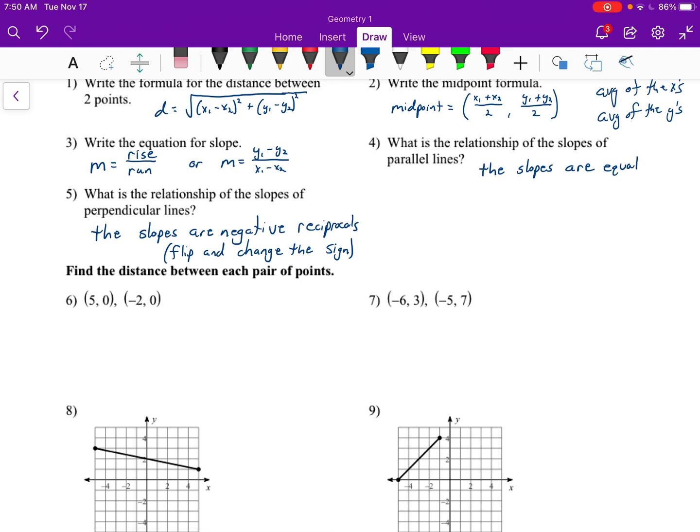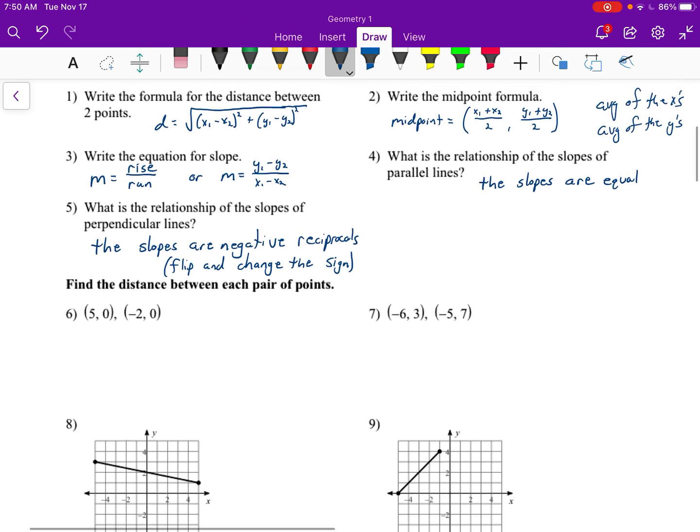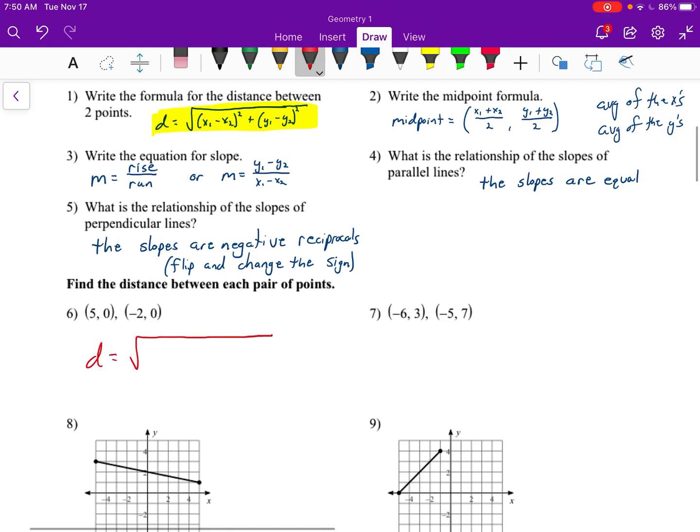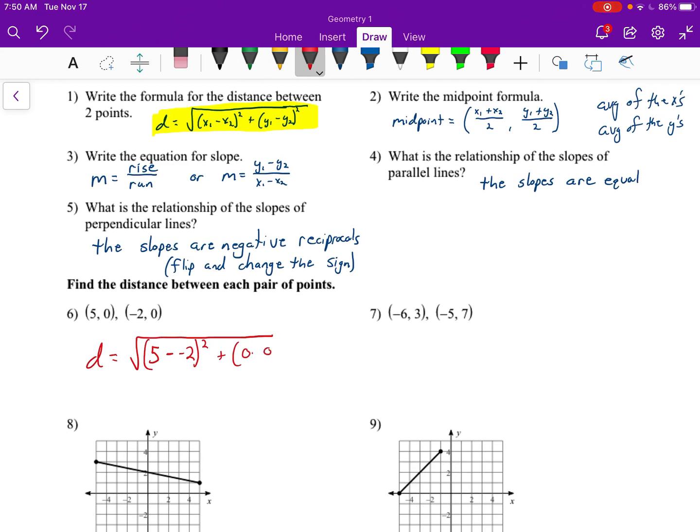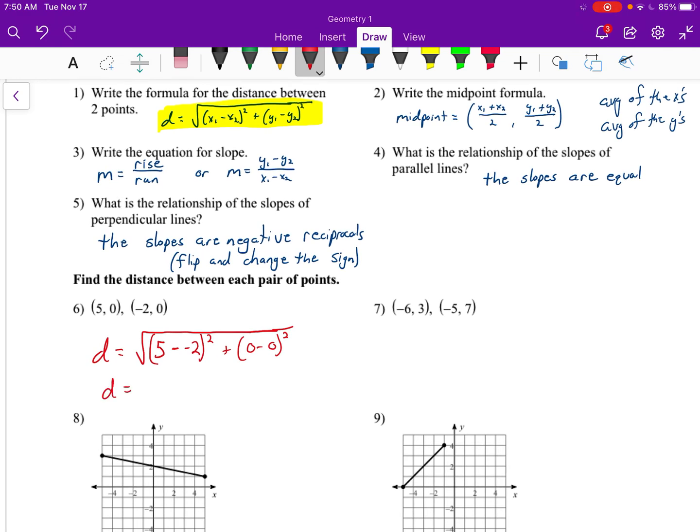So number 6, find the distance. So the distance, we're going to use the distance formula, which is up under number 1. So we are going to use this formula and plug in. So we have d equals the square root of x sub 1, so 5, minus x sub 2, so minus negative 2, so be careful with that, plus 0 minus 0 squared. So this one is nice and easy because we got the 0 minus 0, so this will be the square root of 7 squared plus 0. Well, that is the square root of 49, which is 7.